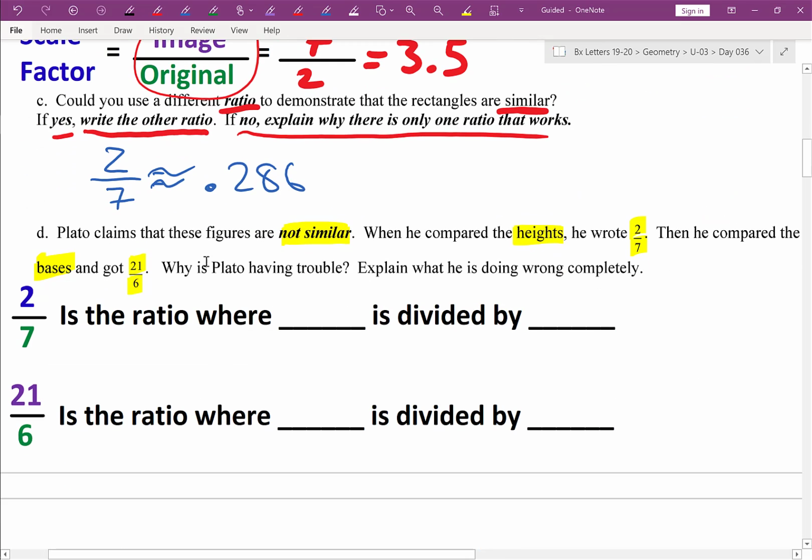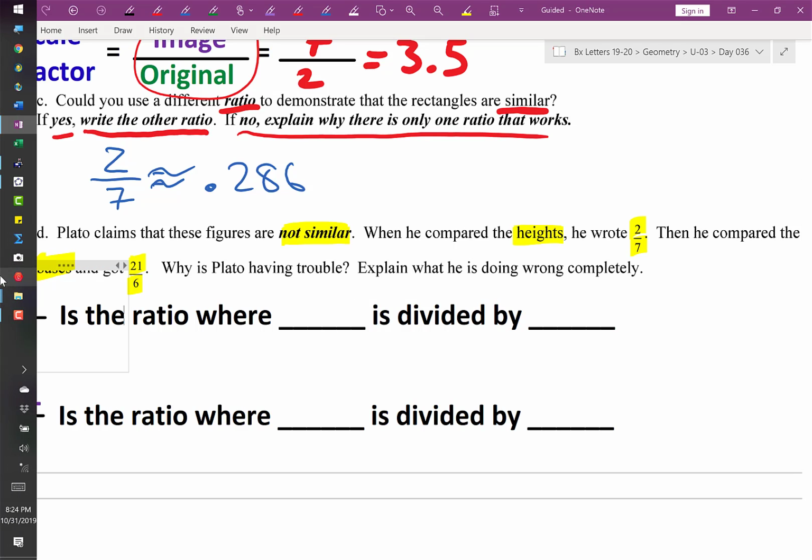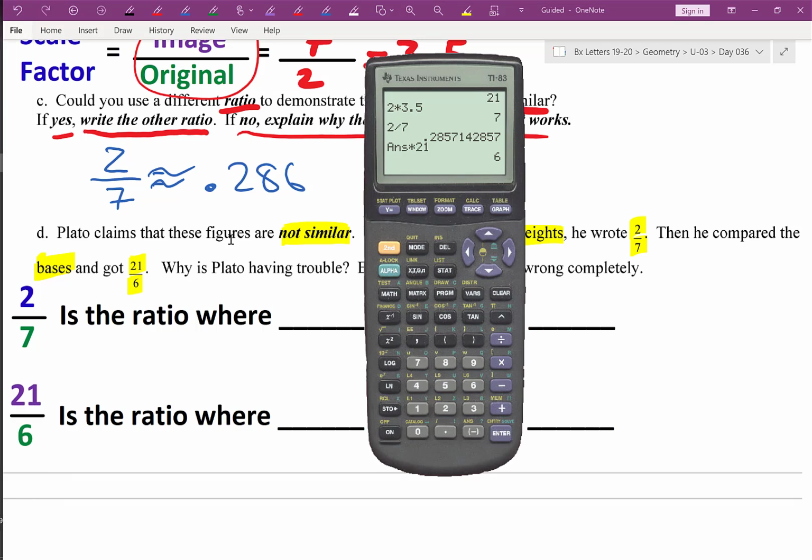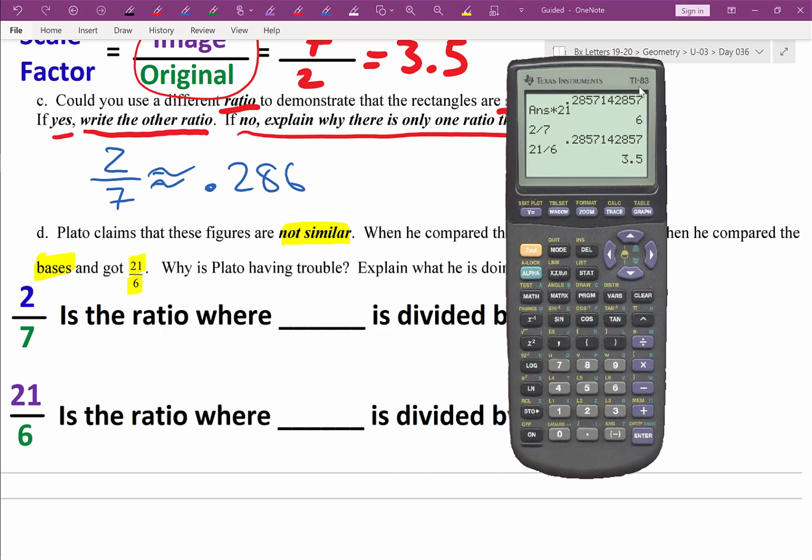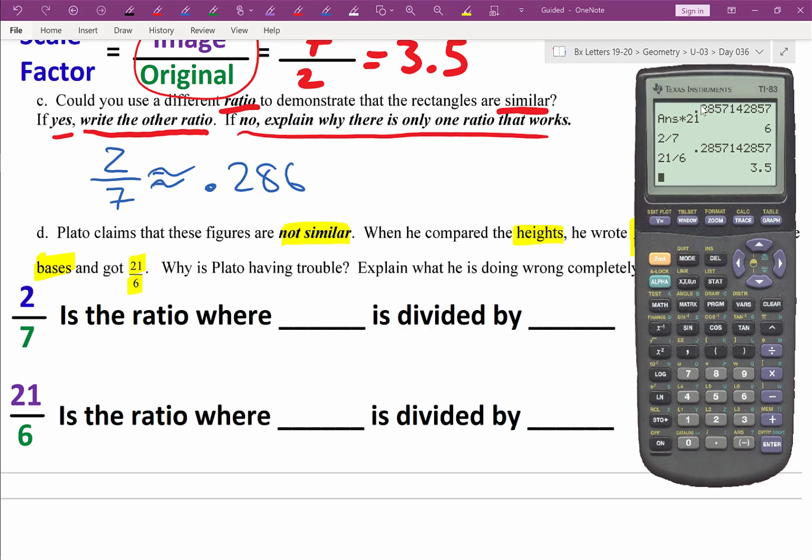Okay. Why is Plato having trouble? Explain what he's doing wrong completely. Well, if we type this in, 2 divided by 7, right? That's that weird scale factor. And then 21 divided by 6 is that friendly scale factor. So he's kind of discovered both scale factors. It's just that he's comparing apples to oranges. He's mixing up his original and his image.